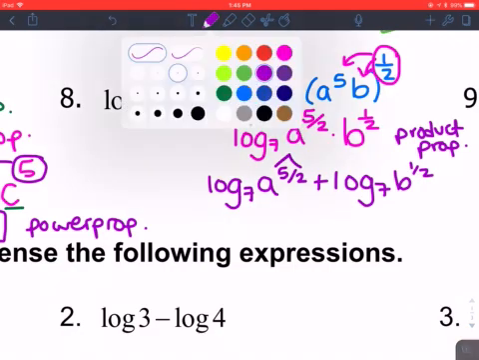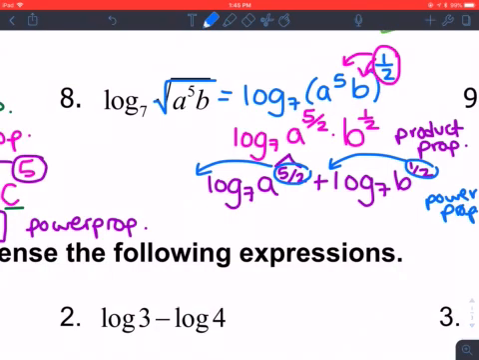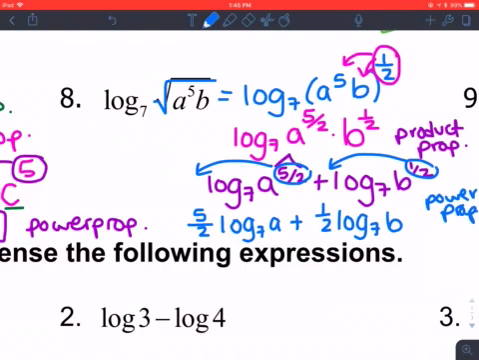And finally, we'll use our power property to rewrite our exponents as coefficients. So we have 5/2 times log base 7 of a plus 1/2 log base 7 of b. Now I know I'm done expanding because I have single terms in my argument, and I do not have any exponents remaining.